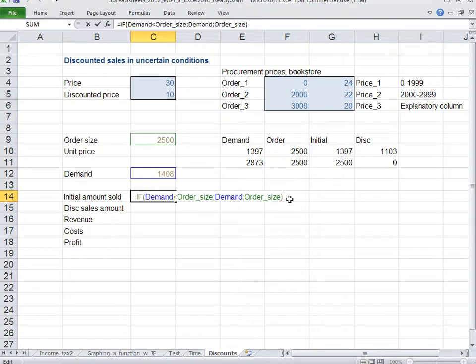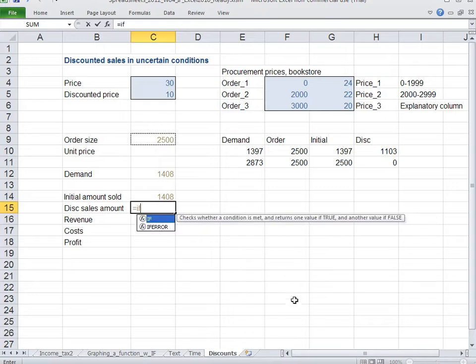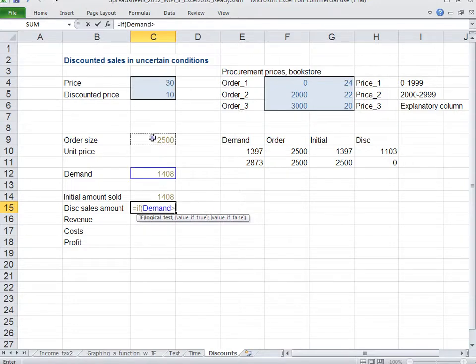Now the second if is going to consider the discounted sales. So it goes like this, equals IF, parentheses begin, and we are going to write if. So we're going to check now for the discounted sales amount. We will check whether demand is bigger than order size. So once again, we have a really big demand. We've ordered even too little. In that case, with discounts, we will sell 0. Nothing will be sold at a discount.